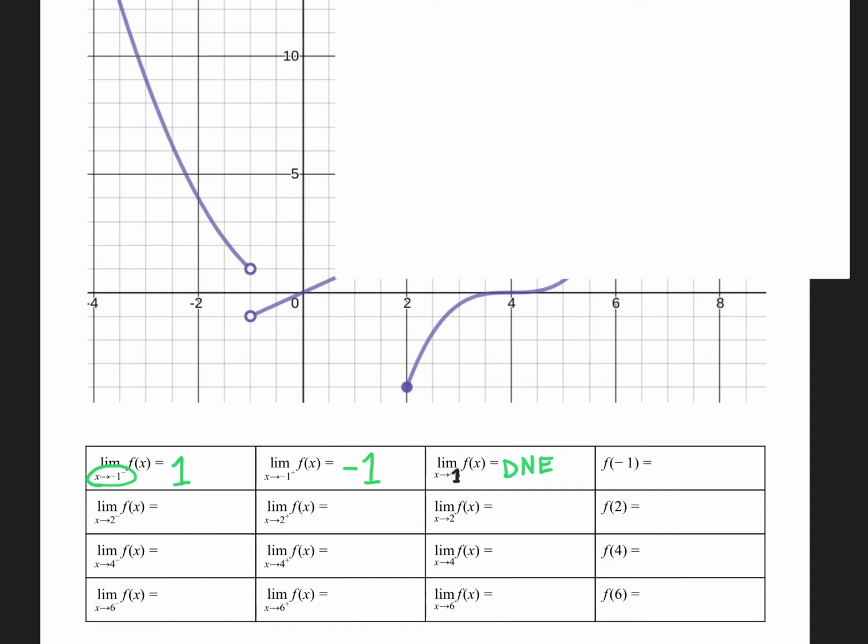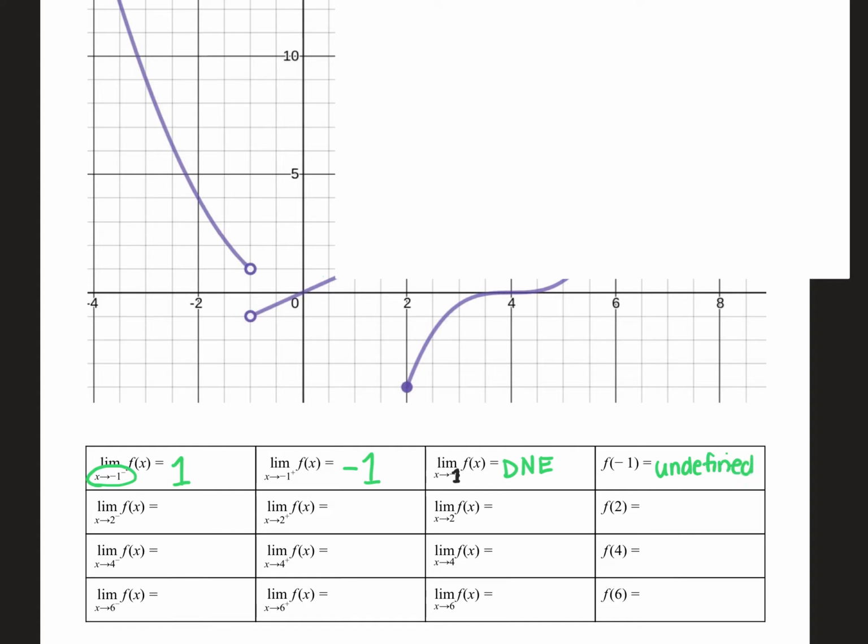Okay? And then finally, the last column in all of these is asking for the output at -1. So if I plug in -1 to my function, what do I get as an output? And if I look at my graph, there is no output because there's no closed circle anywhere along x = -1. So this is undefined.